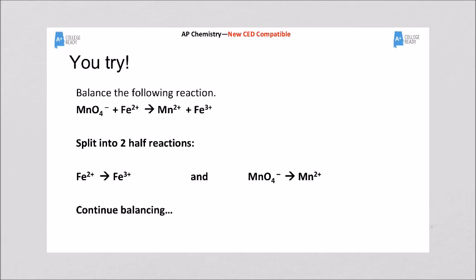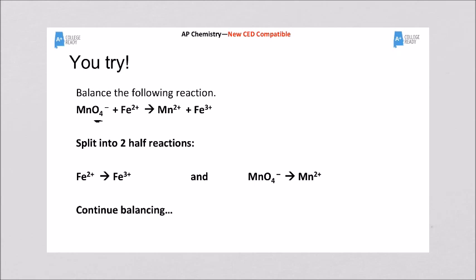Balance the following reaction. Notice it looks strange. There's lots of charges. The reactants have oxygens. The products don't. You can already tell this is a little strange. I couldn't just throw in some coefficients and ever be able to balance this. So the first step, if you're looking at the rules, is to split this into two halves.